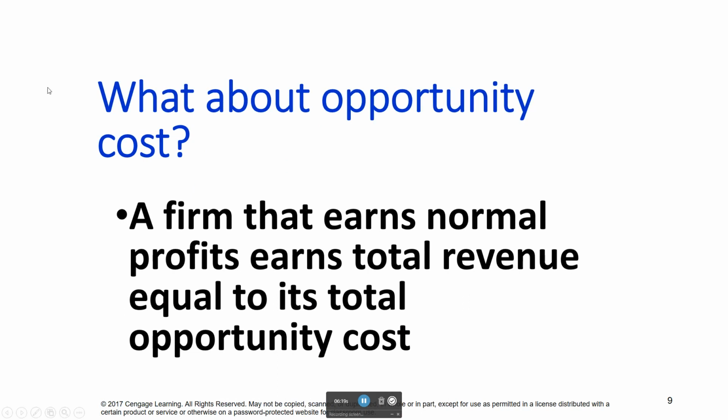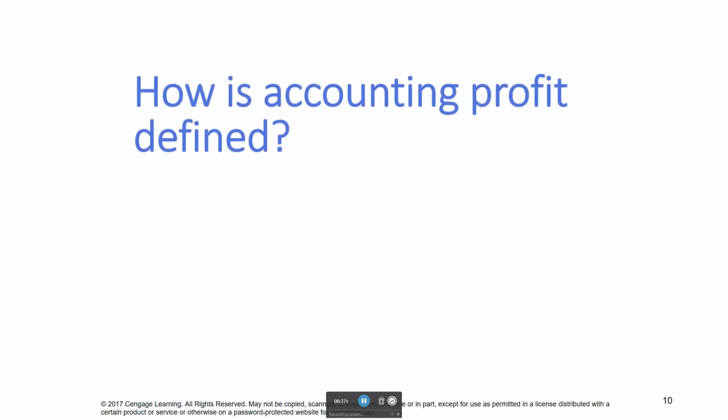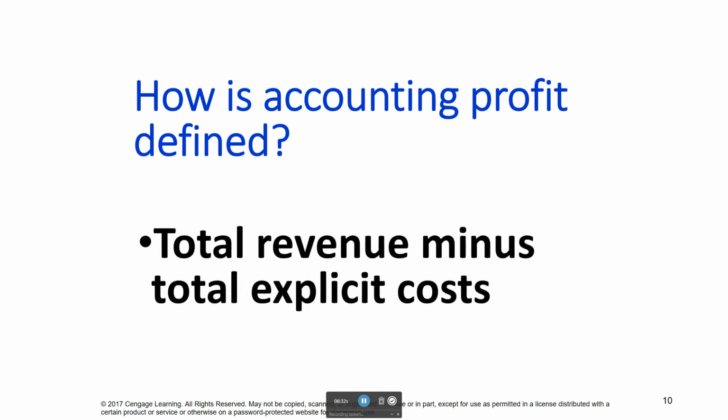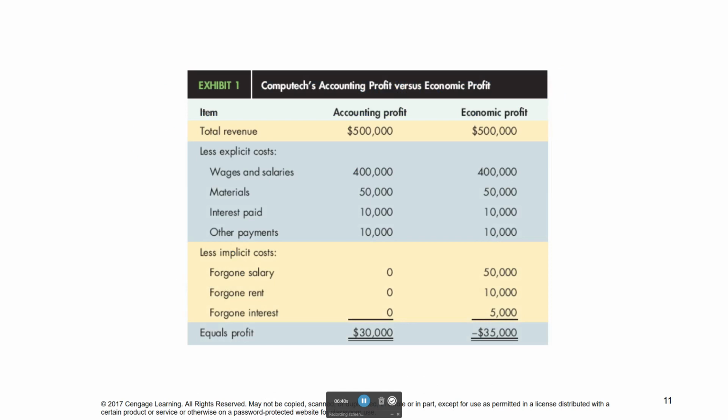A firm that earns normal profits earns total revenue equal to its total opportunity cost, and that is a zero economic profit. Accounting profits are different. That's total revenue minus explicit costs, but we don't subtract out those implicit costs when we're talking about an accounting profit.